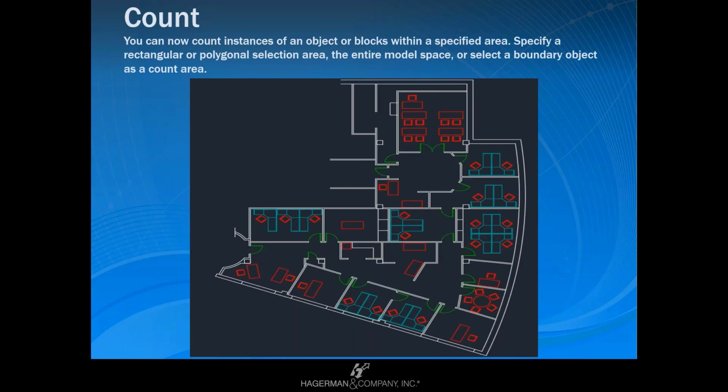The count command: we can count instances of blocks within a specific area. We have a couple more options now in the count command, like rectangular, polygonal selection areas, objects. You can do the entire model. You can flip-flop back and forth. It just made it easier to actually select the objects, in my opinion, with the count command itself.